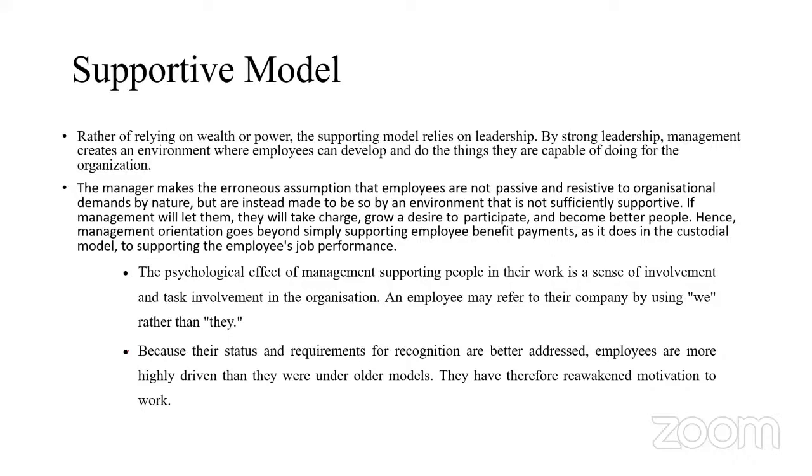And what is the psychological effect of this? The psychological effect of management supporting people in their work is a sense of task involvement in the organization. Employees start identifying themselves with the organization. They start referring to themselves as "we," not as "they." And because status and requirements are better addressed, employees are more highly driven under this model than all the other previous models that we have discussed earlier.